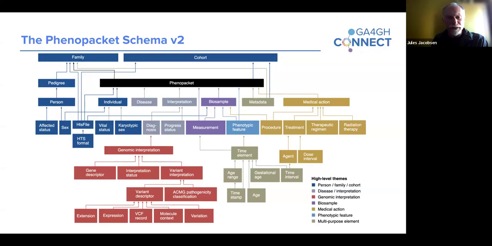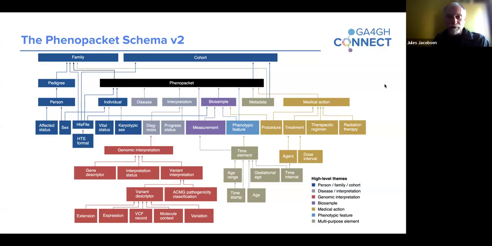Biosamples are there more for cancer style things where you might take biopsies and then measurements on the biosample. Then we've got the phenotypic feature, which we've got in light blue, and that's one of the key parts of the Phenopacket to actually describe the phenotypic features of a patient or of a biosample. And then lastly, we've got things like medical actions, where you can also put in what treatments may have been given to the patient.